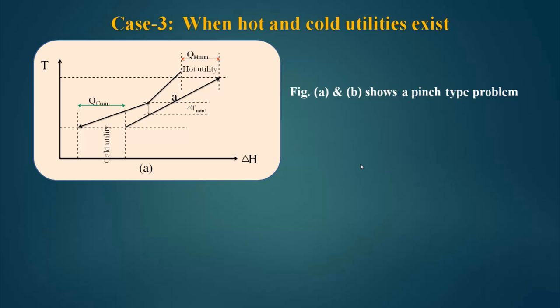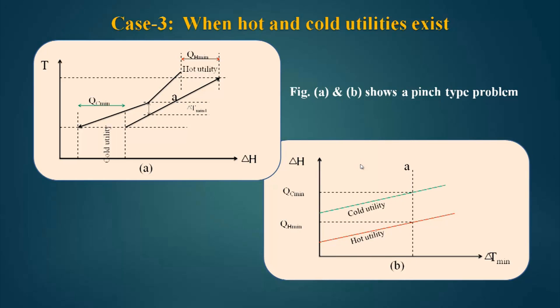Now, we take a third case when there exists hot utility demand and cold utility demand as well. So, if I shift this cold composite curve towards this or away from this, this is how the cold utility demand and hot utility demand will increase with delta T minimum. So, this is not a threshold problem, because at delta T minimum equal to 0, there is a demand of hot utility and a demand of cold utility, and when delta T minimum increases from 0 onwards, the cold utility demand and hot utility demand increase.